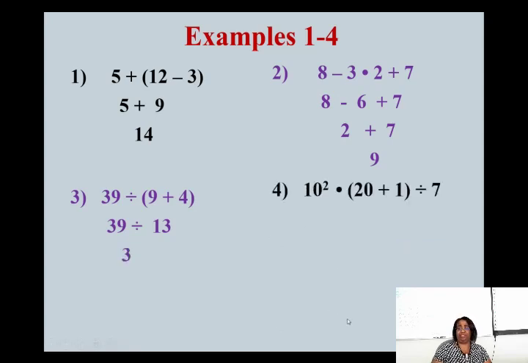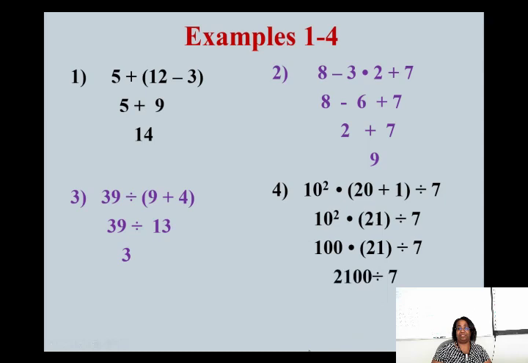And what do I do first here? 20 plus 1. I have to go to parentheses. Then what do I do? And what will that give me? 100. And then what do I do? Nope. Left, right. I do the multiplication first. 100 times 21 is 2100 divided by 7, which is 300.